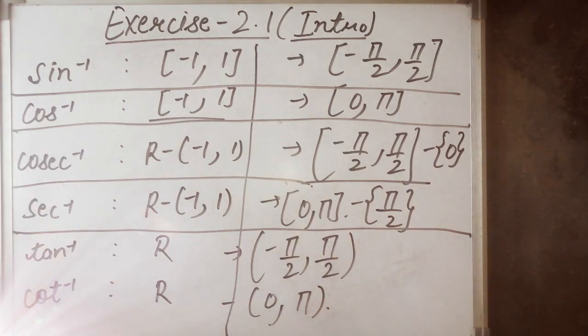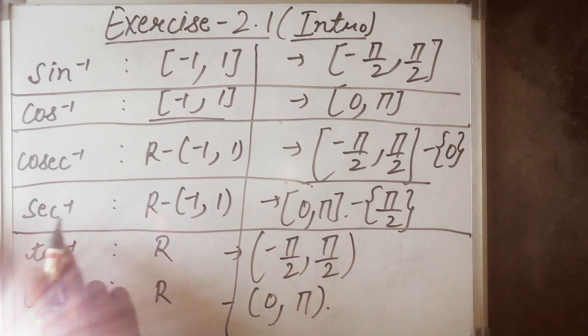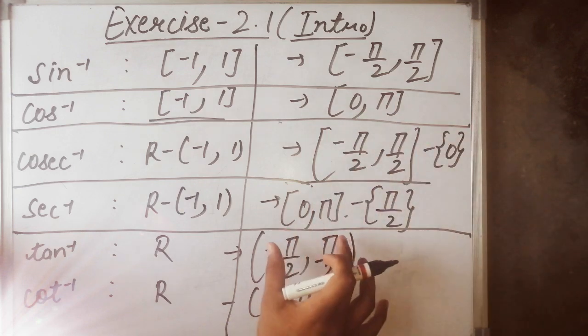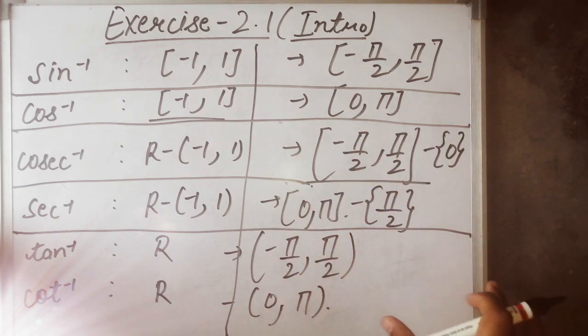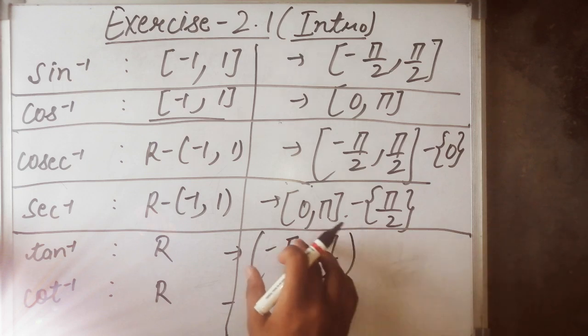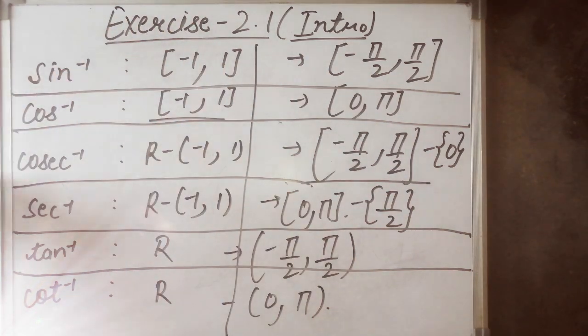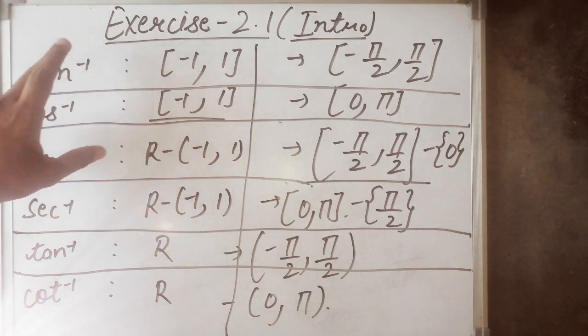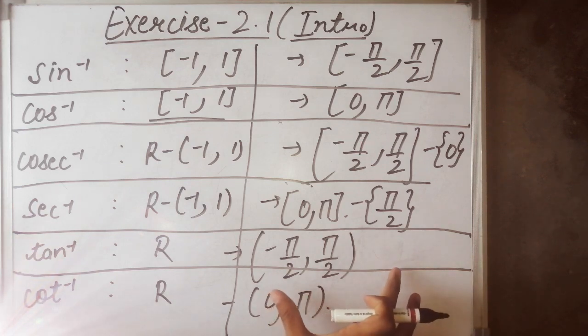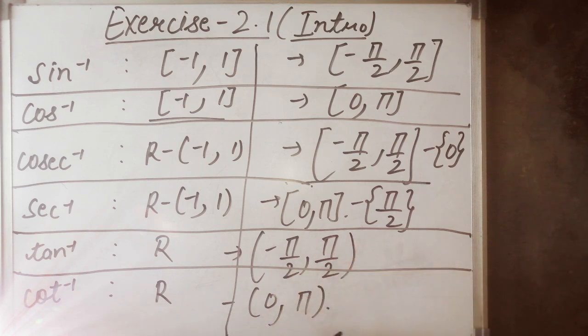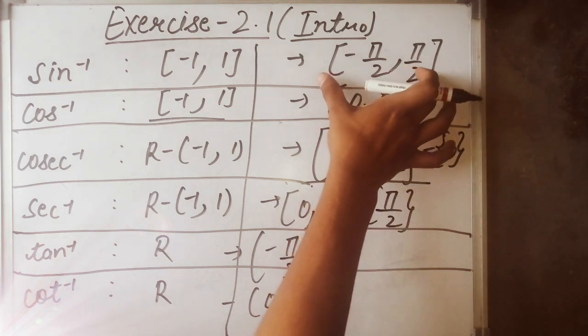And cos inverse's opposite is secant inverse, and its range is 0 to pi with square brackets and subtracting pi by 2. Okay, we have subtracted pi by 2 from this 0 to pi. And for tangent inverse, simply we can say that the tangent inverse and sine inverse ranges are quite similar, but the difference is that here the brackets are curly brackets and the brackets in sine inverse are square brackets.